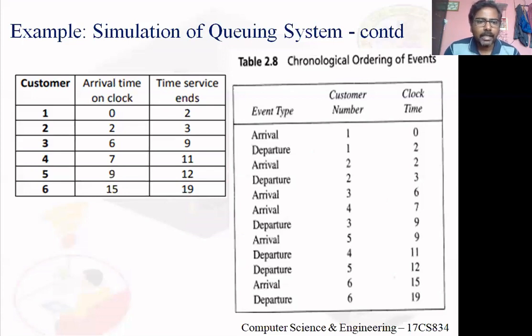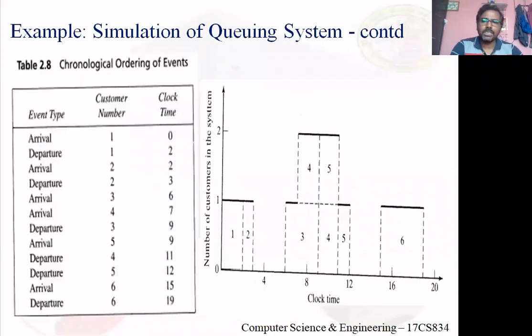At time 12, departure of fifth customer. At time 15, arrival of sixth customer. At time 19, departure of sixth customer. Got it? So in chronological ascending order of time, as the time proceeds, the events that occurred I have tracked in the second table. Now, once you have the second table, we can construct the graph easily.